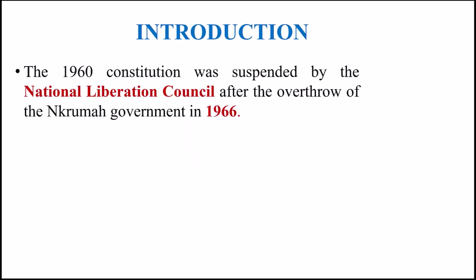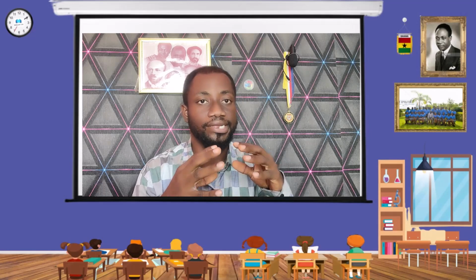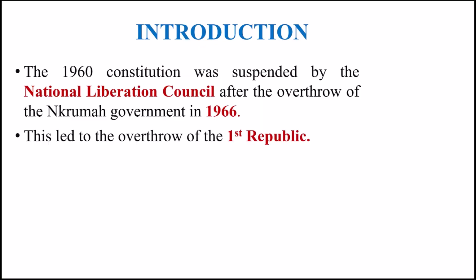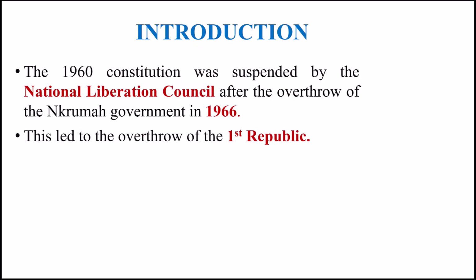Now let's take a look at a brief background to the introduction of the 1969 Constitution of the Republic of Ghana. In 1966, the National Liberation Council, led by Ankrah, overthrew the CPP government, that's Nkrumah's government. As a result of that, the constitution that was in place, the 1960 Constitution, was suspended by the National Liberation Council, the military junta that overthrew the CPP government.